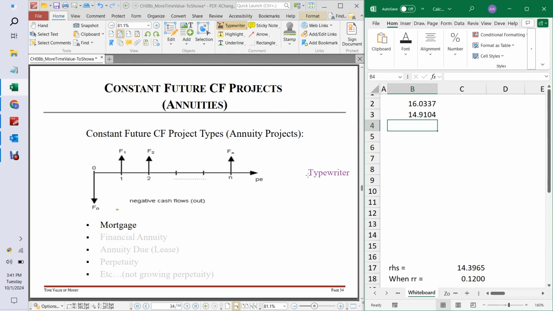So now let's move on to a new class of projects. These are constant future cash flow projects, which are also very often called annuity projects. So the key characteristics of this are that all of the future cash flows are of the same magnitude.